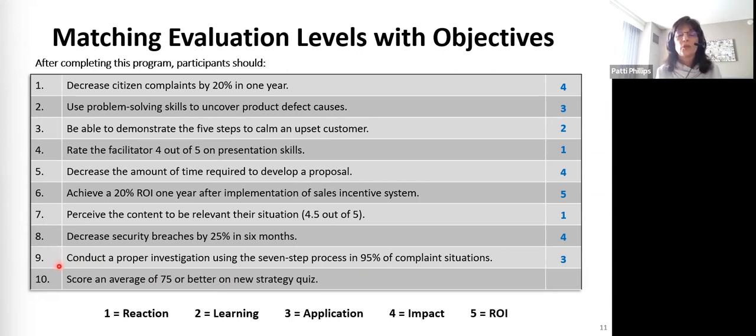So you've implemented a new investigation process and you want to follow up to see if people are using this 7-step process in 95% of situations. So you're following up to see if in fact they are applying what they learned. So that would be a 3. Okay, number 10, score an average of 75 or better on the new strategy quiz. What do we have? 2, 2. Anyone else? Don't be shy. 2. Anyone else? All right, that would be 2.